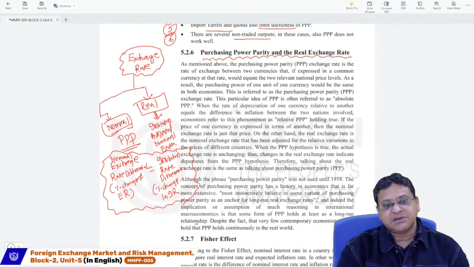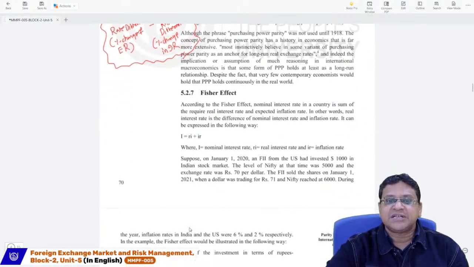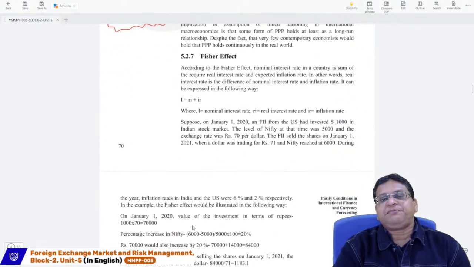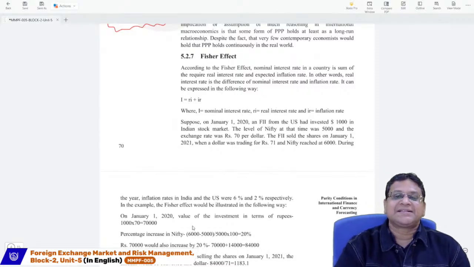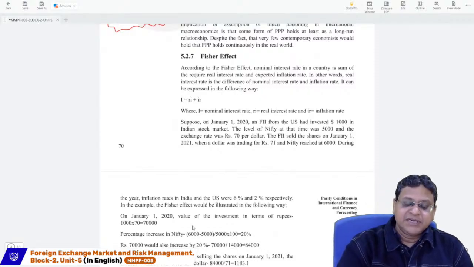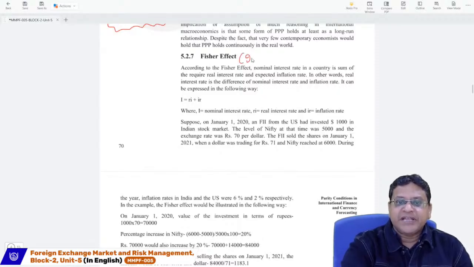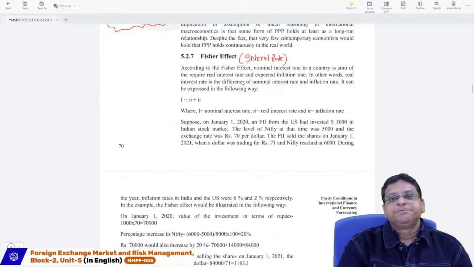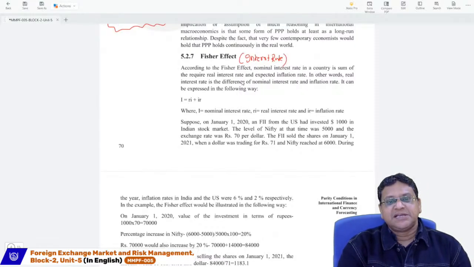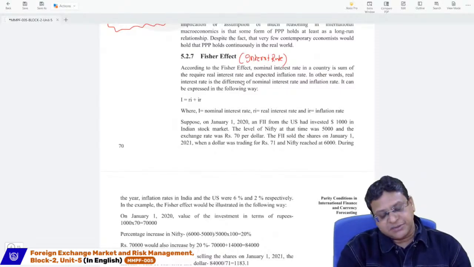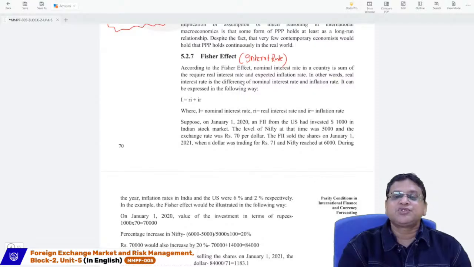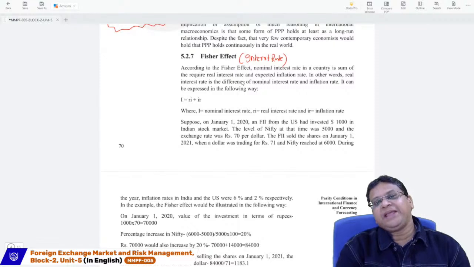Next, we will discuss the Fisher effect. What is the Fisher effect and what is the international Fisher effect? The Fisher effect tells regarding interest rate. Interest rates prevailing in different countries are different. For example, in India the interest rate is 6 to 8%, but in USA it is 2 to 3%. In Japan it is 1%. So why does the difference occur in interest rate?